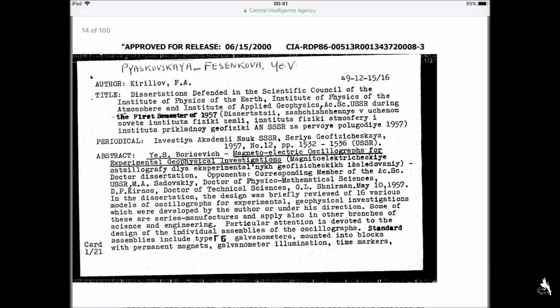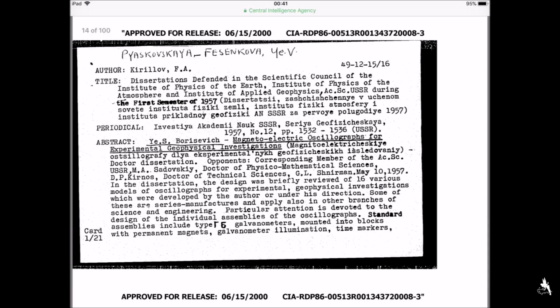Dissertations defended in the Scientific Council of the Institute of Physics of the Earth, Institute of Physics of the Atmosphere, and Institute of Applied Geophysics in the USSR during the first semester of 1957. Further, it says, in the dissertation, the design was briefly reviewed by 16 various models of oscillographs for experimental geophysical investigations which were developed by the author or under his direction. Some of these are series manufactures and apply also in other branches of science and engineering. Particular attention is devoted to the design of the individual assemblies of the oscillographs.